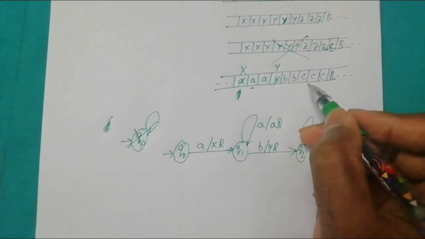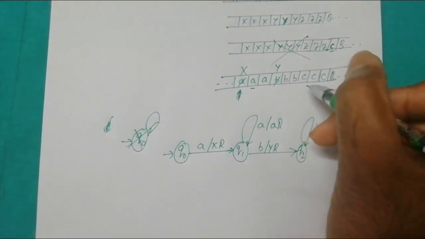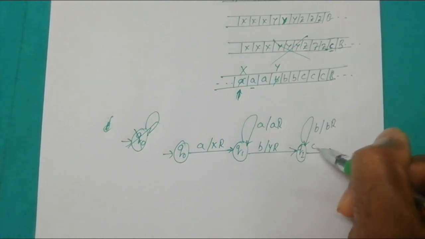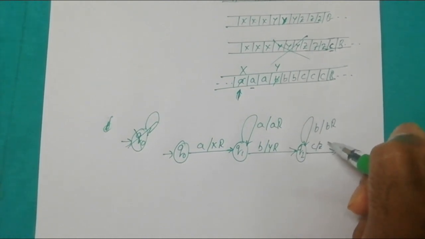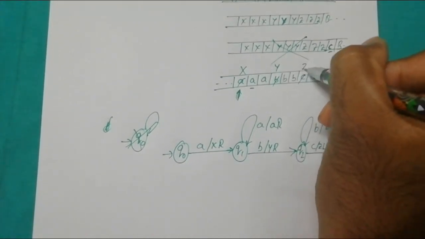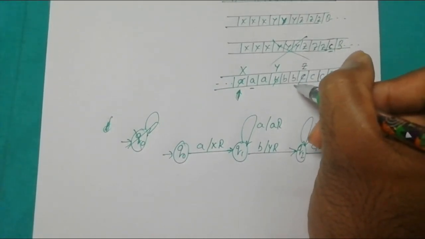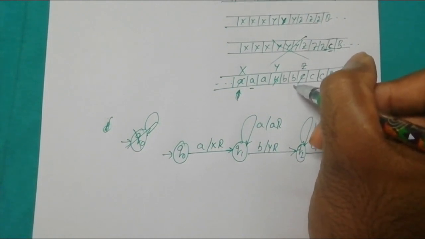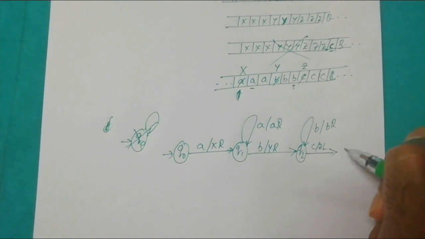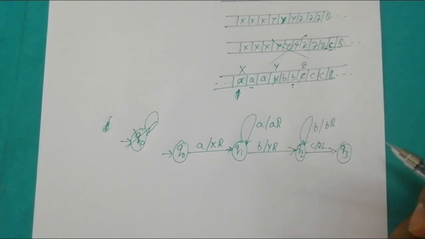After a sequence of B's, we come across the input symbol C. Q2 will come across the input symbol C. It needs to be converted to Z and we move one cell to the left. It is converted to Z and we move one cell to the left. That means the read write head is currently positioned at this cell. We move to some state Q3.